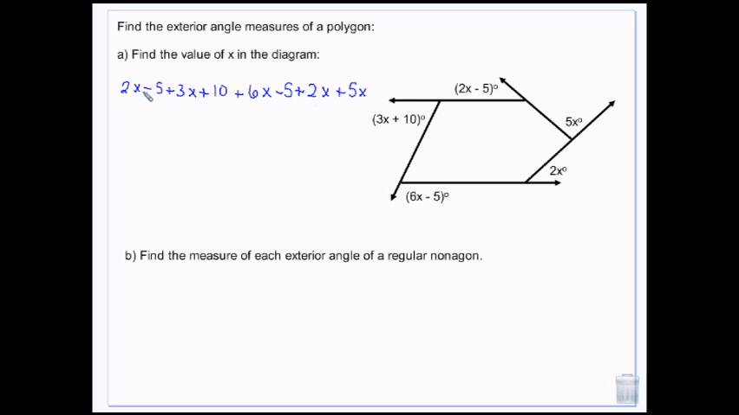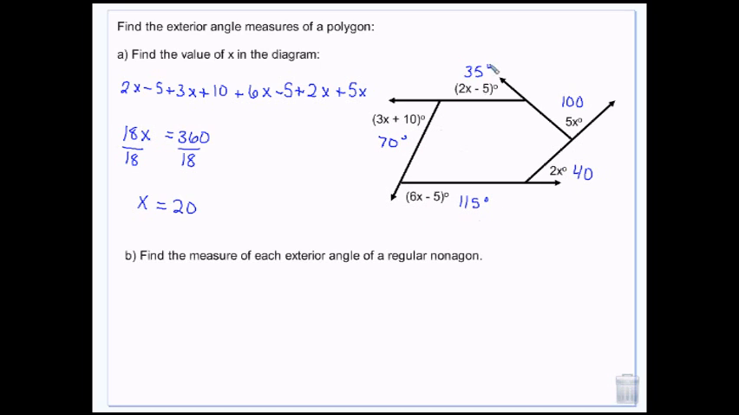Okay, so 2, 5, 11, 13, 18x. Negative 5 plus 10 is 5, minus 5 is 0. So it equals 360. So x is 20. So this one's going to be 40. This will be 100. And then once you find the x, we'll just keep doing this anyway. 40 minus 5 is 35. 60 plus 10 is 70. And 120 minus 5 is 115.